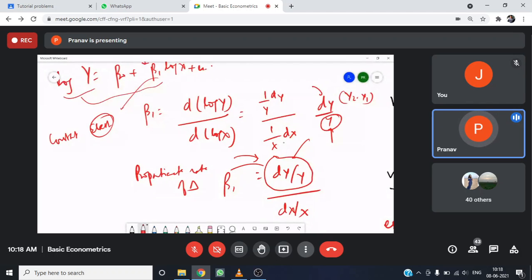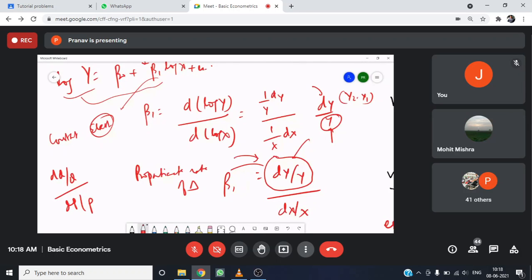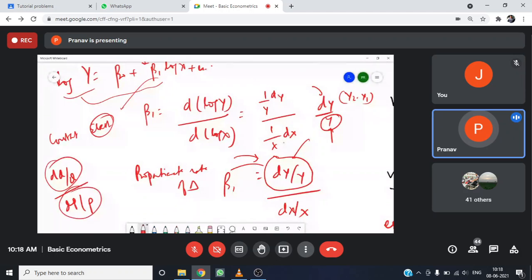How do we define elasticity? How do you write price elasticity of demand, guys? Minus dq by dp into p by q. So you simply write dq upon q upon dp by p, right? Elasticity is nothing but the ratio of two proportionate changes. Is this clear? And that's why the coefficient in the log model is also called the constant elasticity coefficient.